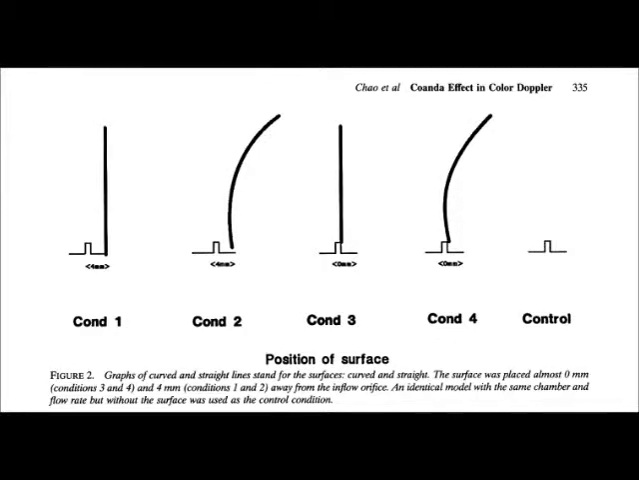Condition 1: a straight surface offset 4 mm to the side of the inflow orifice. Condition 2: a smoothly curved surface convex to the jet and offset 4 mm away. Condition 3: a straight surface placed adjacent to the origin of the jet. Condition 4: a smoothly curved surface also adjacent to the origin of the jet. A control condition without the surface, a free jet, was used as the 5th condition.